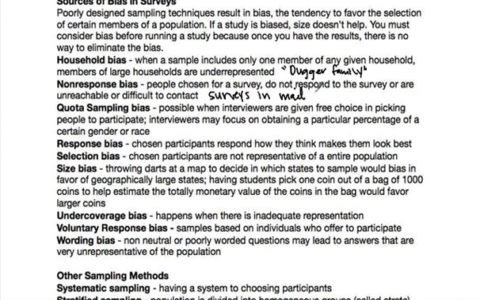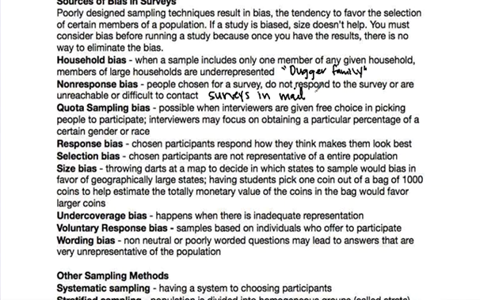Quota sampling bias. This is possible when interviewers are given free choice in picking people to participate. Interviewers may focus on obtaining a particular percentage of a certain gender or race. For example, they may be focused on only obtaining a particular percentage of men or a particular percentage of Catholic individuals. This technique resulted in misleading polls, leading to the Chicago Tribune making an early incorrect call of Thomas E. Dewey as the winner over Harry S. Truman in the 1948 presidential election.